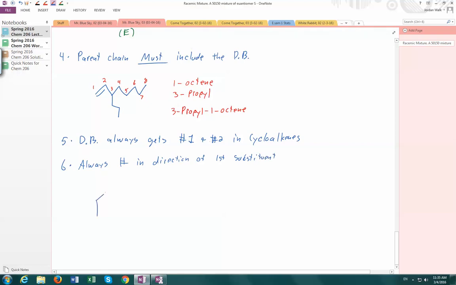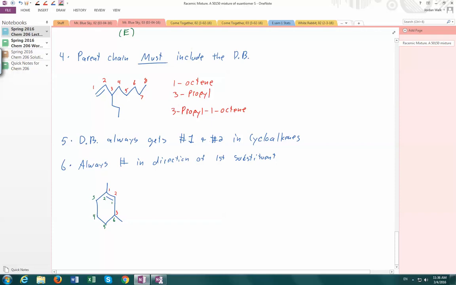So one example we could have is this molecule. Rule number 5 says that we must give the double bond number 1 and number 2. So now what we've got to decide is, are we going to number this thing clockwise or counterclockwise? We have two possibilities. We could say that the top carbon is carbon number 1, and number this way, or we could say that this carbon is number 1, and we number this way.